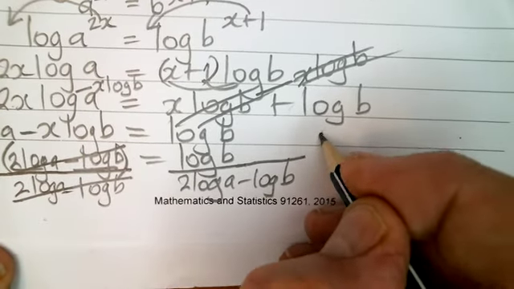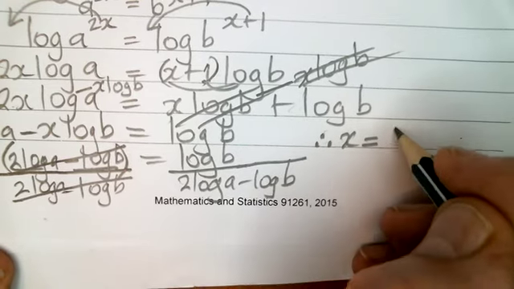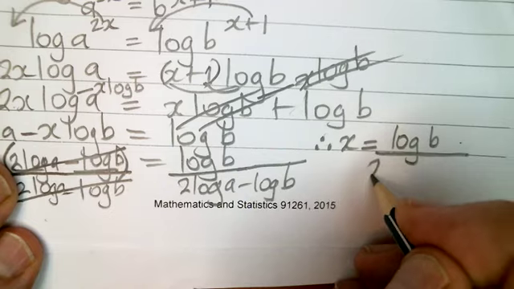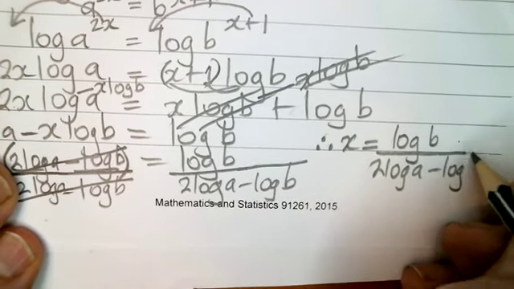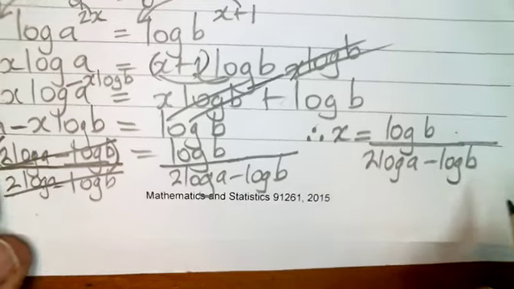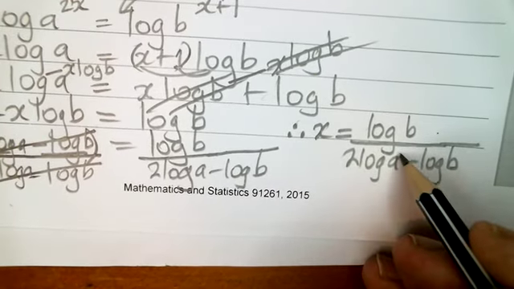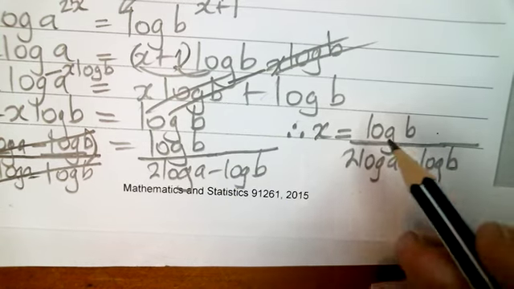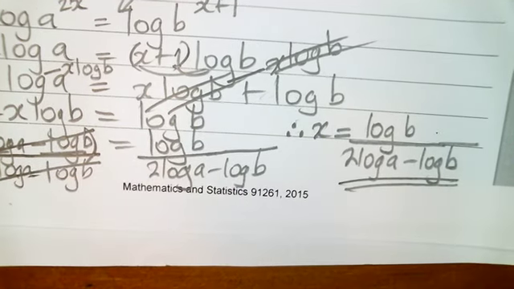But therefore, x is equal to this thing here, which is log b all over 2 log a minus log b. You might be, I suppose, tempted to return the 2 to the a here, making it log a squared minus log b, but I wouldn't. I'd leave it in a more basic form like that. And that would be my solution. Hope that makes sense.